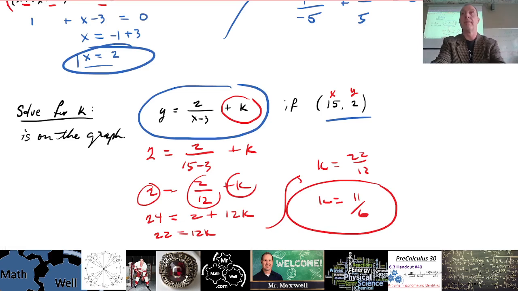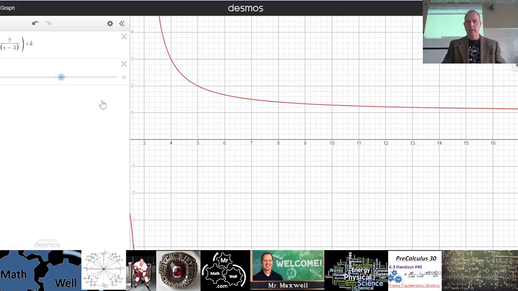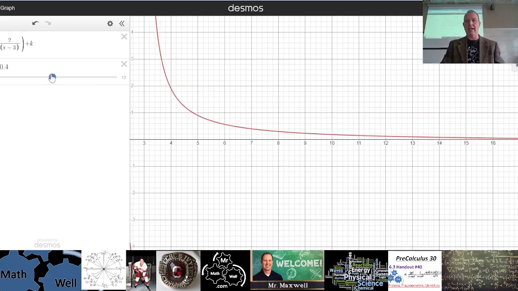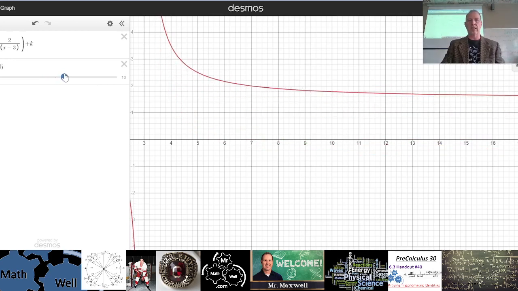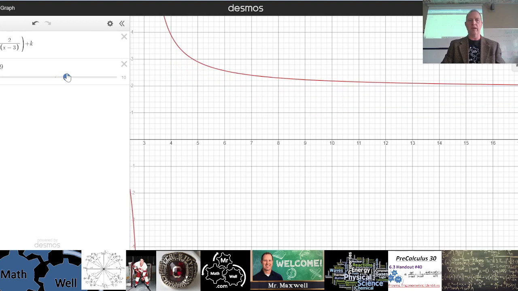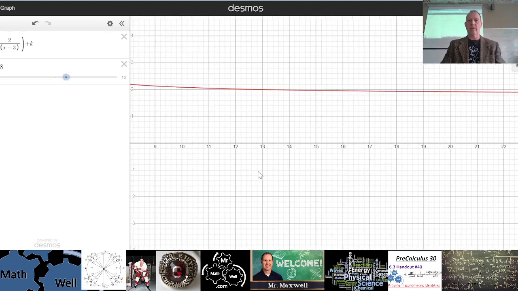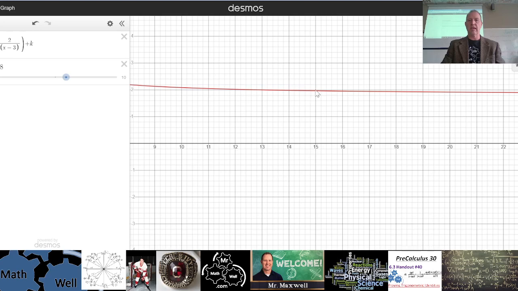Questions about that? Okay, so I graphed this here real quick, and here's k. I can move this graph up or down with k. And what was that, 11 over 6? So that's just under 2, right? That's 1.83. So 1.83 or so. So 15 and 2, here you go. So look at that. It's pretty close.